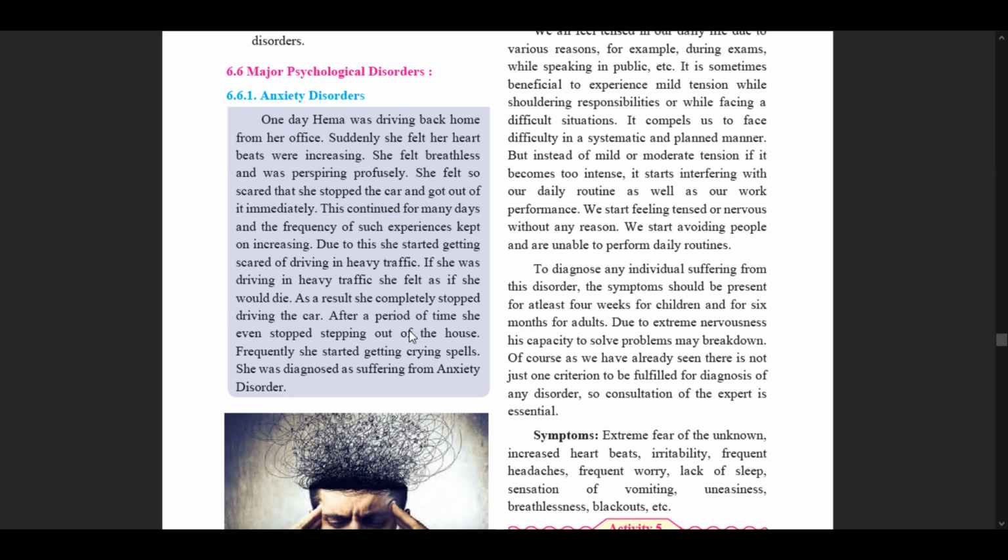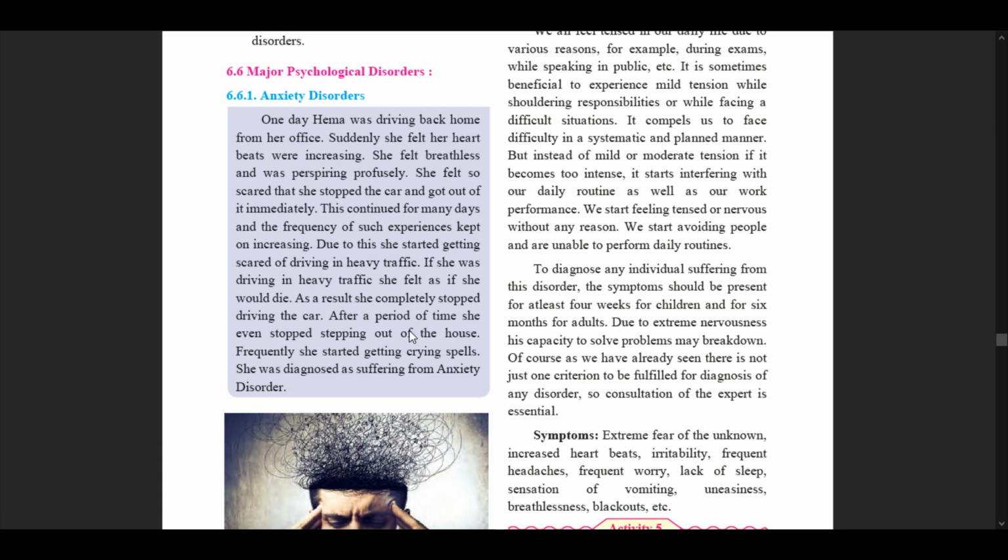So now we'll move on to the symptoms that an individual should be aware of when he or she suspects anxiety disorders among themselves or their colleagues or acquaintances. The first one is extreme fear of the unknown. So getting tense or nervous without any reason, increased heartbeats, irritability, frequent headaches, frequent worry, lack of sleep, sensation of vomiting, uneasiness, breathlessness, blackouts, etc. are the various symptoms of anxiety disorder.